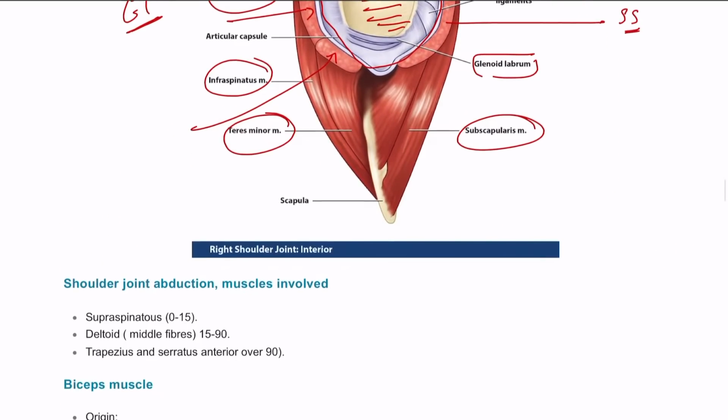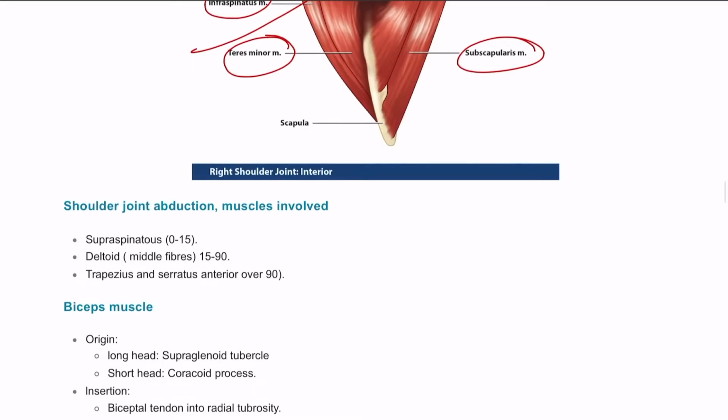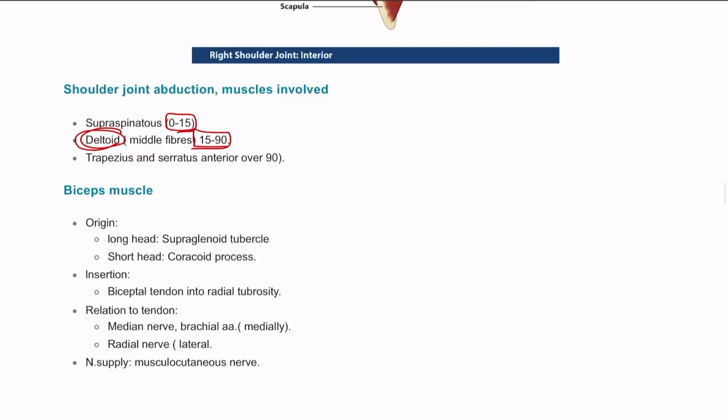So these are the main functions of the rotator cuff muscles. For the shoulder joint abduction, the muscles involved, we mentioned that supraspinatus will give from 0 to 15 degrees, and the deltoid muscle from 15 to 90 degrees, and above 90 degrees will be serratus anterior and trapezius muscle. Moving on, the biceps muscle.